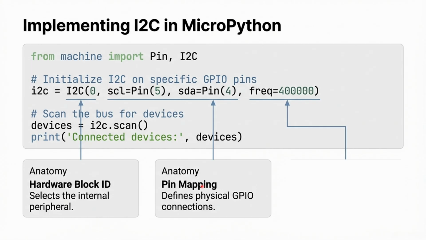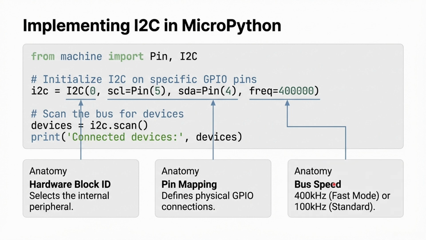If you plug your sensor into GP4 and GP5, but your code says something else, the Pico will be shouting into an empty room. Next, we have the bus speed, where we set the frequency to 400,000. This is the speed of the conversation. We usually have 2 gears: 100 kHz for a slow, steady talk in standard mode, or 400 kHz for a fast-paced, fast mode discussion. Once you set the rule, there is one magic command every engineer should run first, which is i2c.scan.